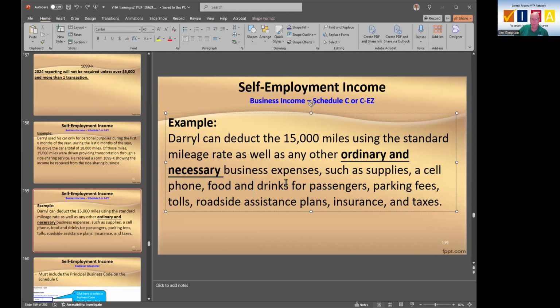If he buys food and drinks for the passengers, but not for himself, it has to be for the passengers, he can deduct it. Parking fees, tolls, roadside assistance plans, insurance and taxes. Those are all ordinary and necessary for him to be able to drive Uber.